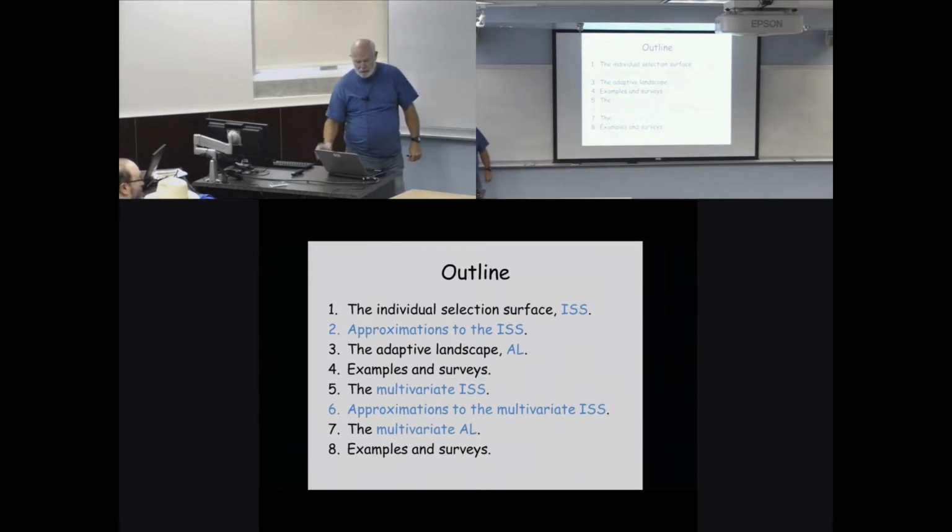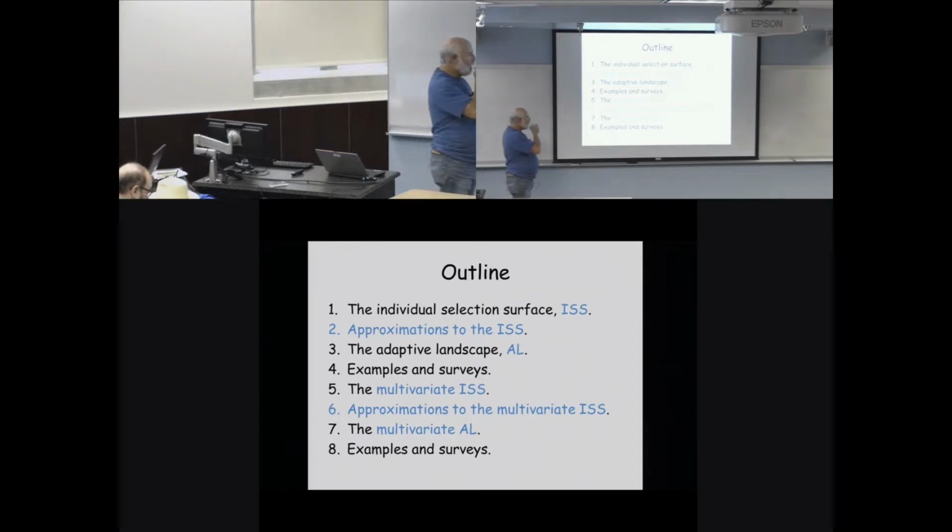Okay, here's our outline. We're going to start with the individual selection surface. This is the real thing out there. We're going to abbreviate it ISS. We're going to talk about approximations to the ISS. And then we're going to talk about the third kind of landscape, the adaptive landscape. I like to abbreviate it AL, so I don't have to write it out every time.